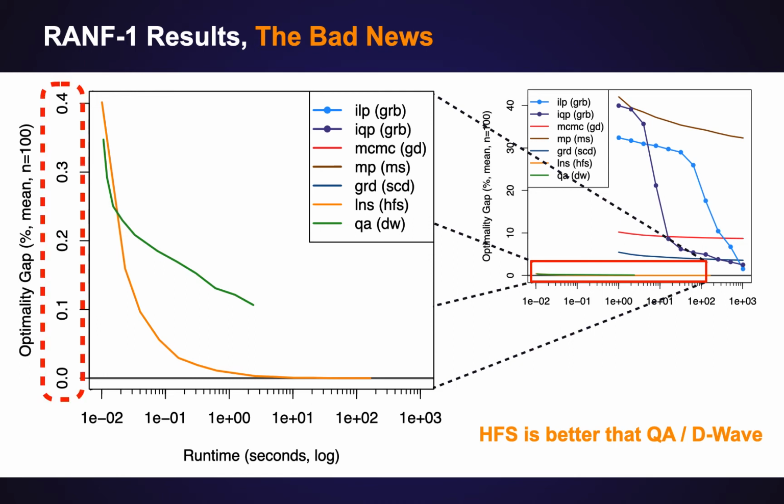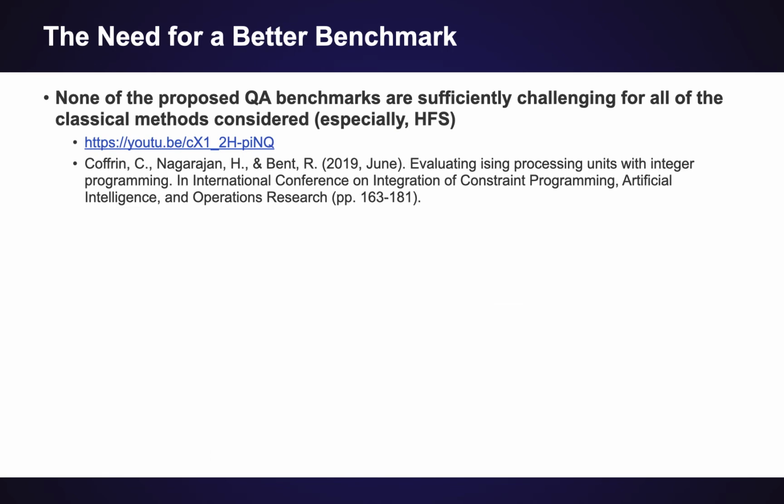So that's unfortunate, but one of the core criticisms we've made in our previous work is that this energy scale is very small, less than 0.5%, which for practical purposes would mean that these solutions are indistinguishable. So although this plot may look like there's a big difference between HFS and D-Wave, for practical purposes that may not be the case. They may just be equally good at solving this problem. This motivates the need for a better benchmark. So another message from this 2017 report was that none of the benchmarks we have for quantum annealing were sufficiently challenging for all of the classical methods considered, and especially HFS.